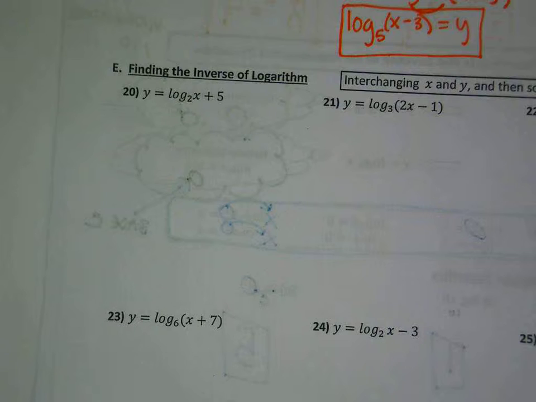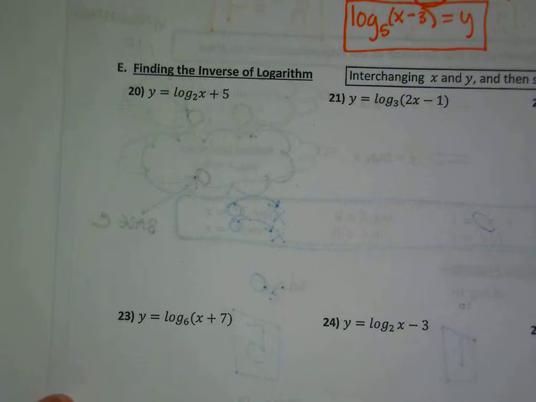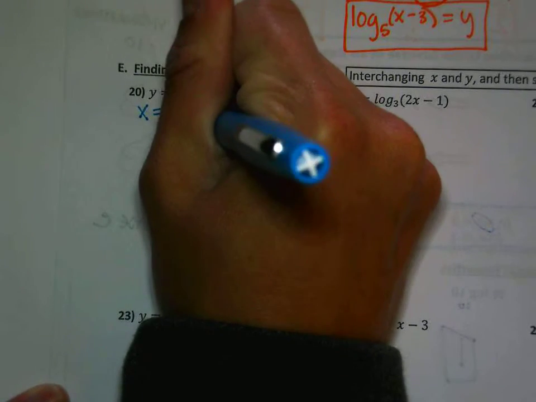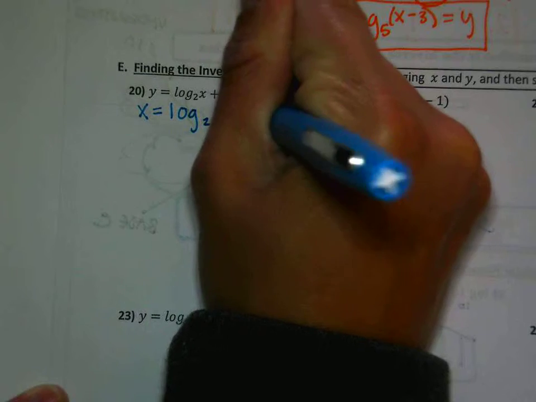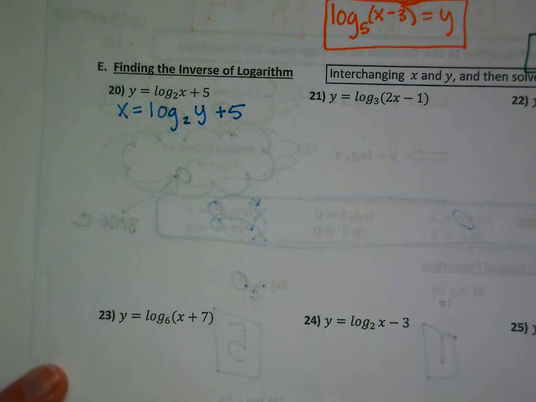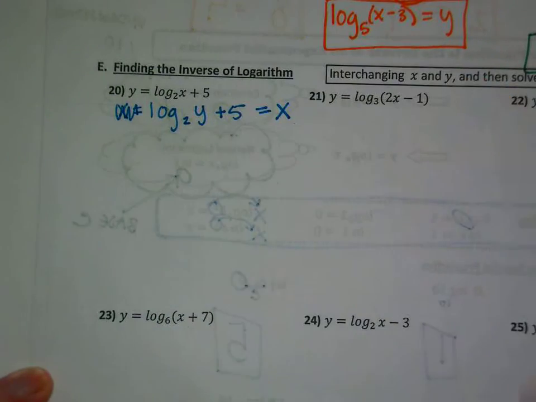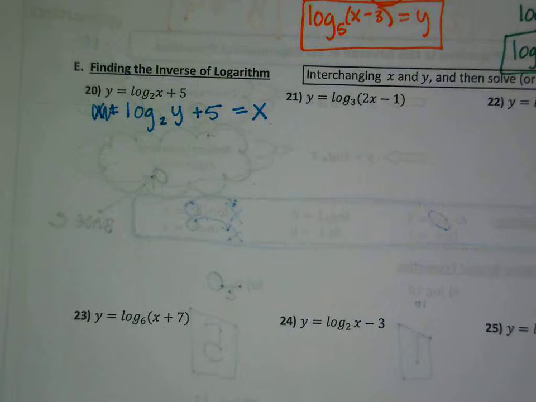Alright, finding the inverse of logs. So we're doing the same exact thing, except now I have a log function, and I'm going to inverse it into an exponential. Same steps though. Switch the x and the y. So this is going to become an x. This is going to become a y. I like to have my log on the left side, so I'm going to move this equals x over, just like I did before.